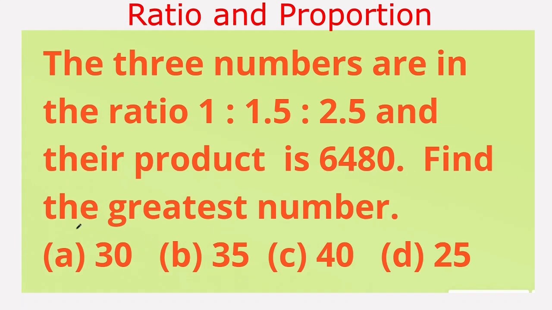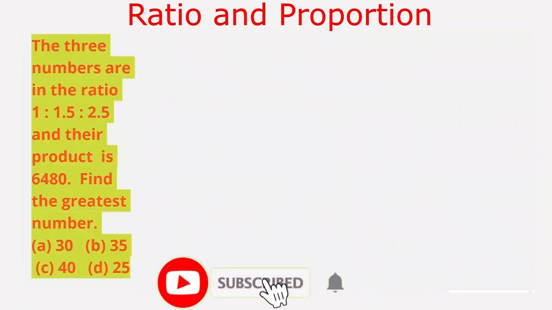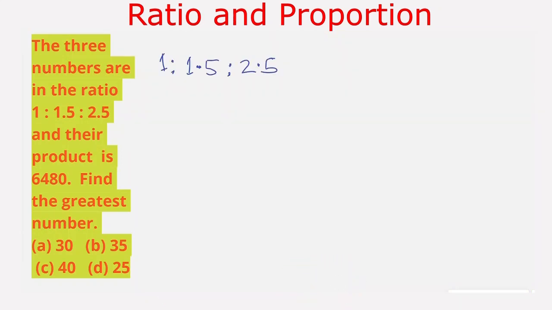Find the greatest number. Given options are option A 30, option B 35, option C 40 and option D 25. The given ratio is in decimal. We convert into whole number. The given ratios are 1 ratio 1.5 ratio 2.5.